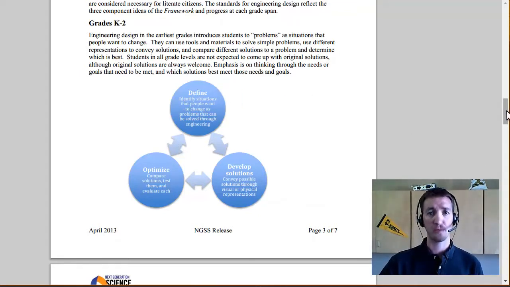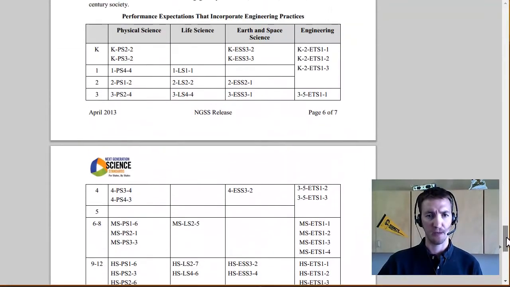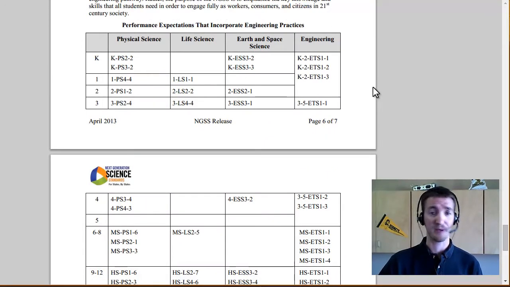So read through these, make sure that you're doing the appropriate age level items. And again, we have the handy table of which performance expectations correspond to the different engineering levels.